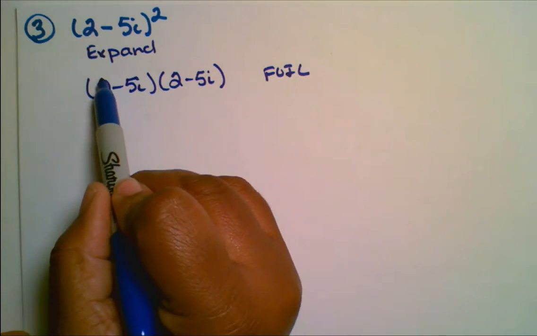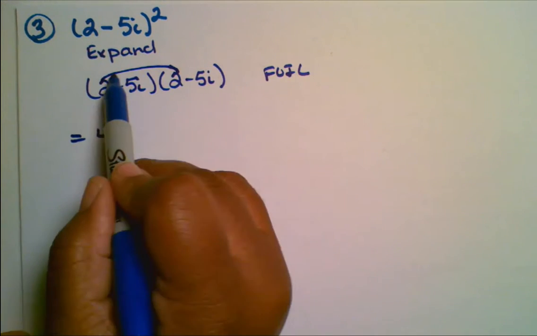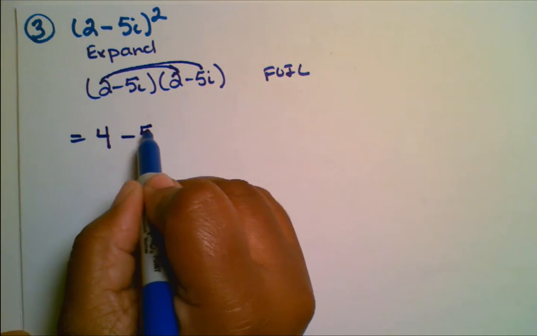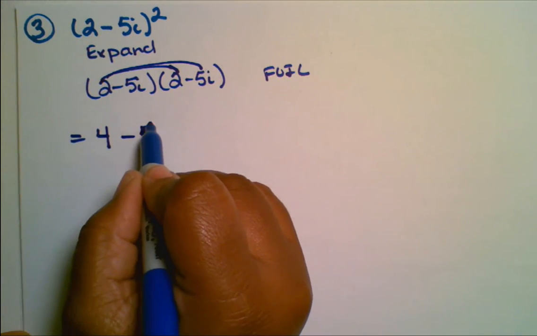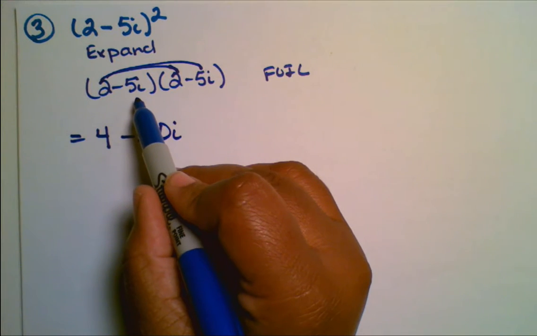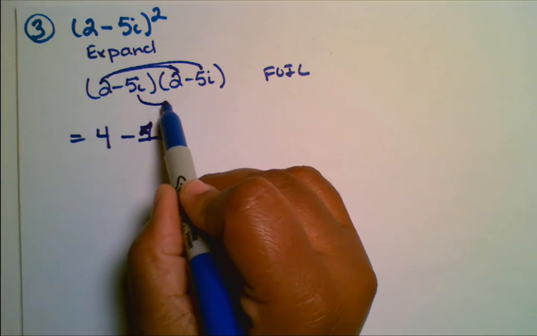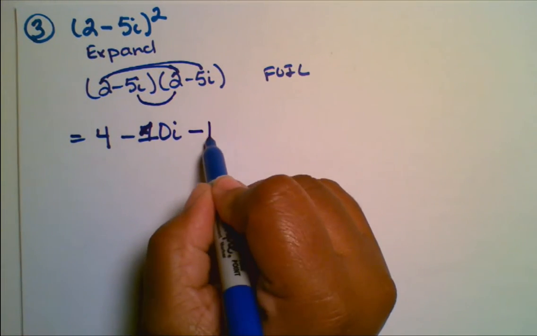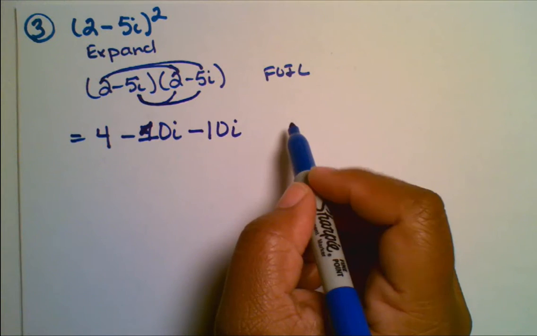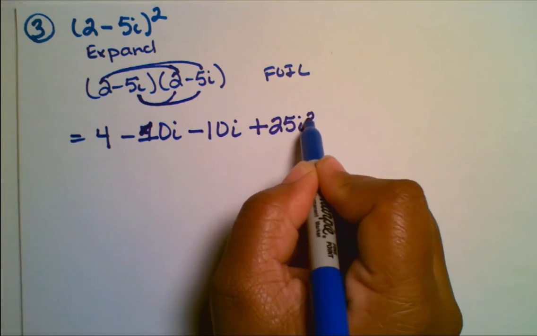So here we go. 2 times 2, we have 4. 2 times negative 5i, we have negative 10i. Then take the negative 5i and let's distribute that twice. Negative 5i times 2, we have negative 10i. And then negative 5i times negative 5i, that is positive 25i squared.